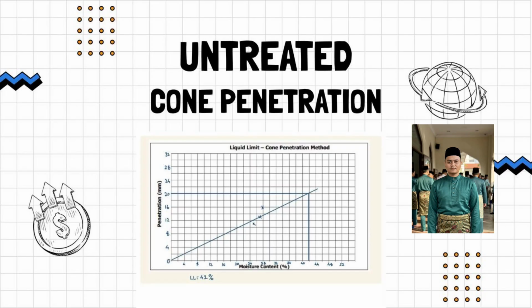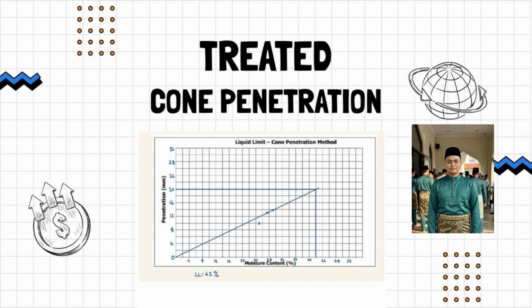This is the graph of the untreated cone penetration test. The moisture content values obtained are 25.63%, 27.45%, and 27.94%. For penetration, the values are 11.0 mm, 13.5 mm, and 16.0 mm. From the graph, the liquid limit value is 42%.